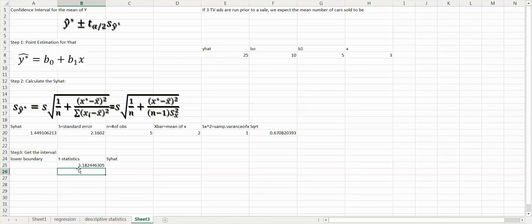So the t-stat is equal to 3.182446305, and the s y hat we just calculated is equal to 1.4491. Now we can get the lower boundary. The y hat we just got is 25. So the lower boundary is equal to 25 minus the t-statistic times the s y hat. So we got 20.398831706.